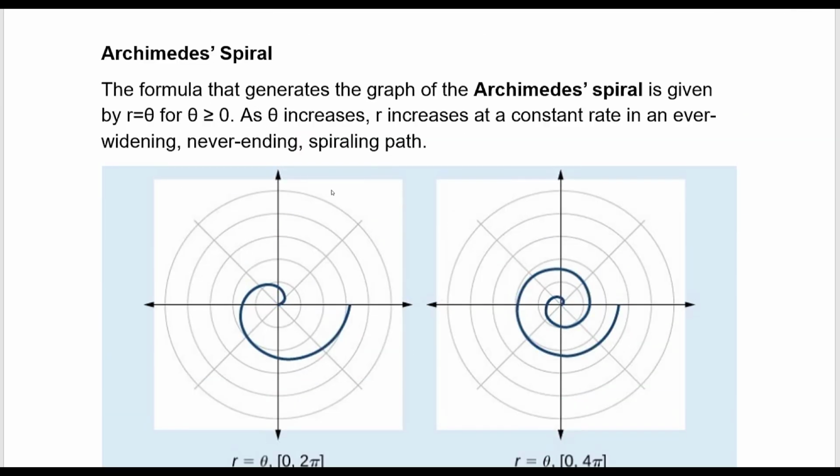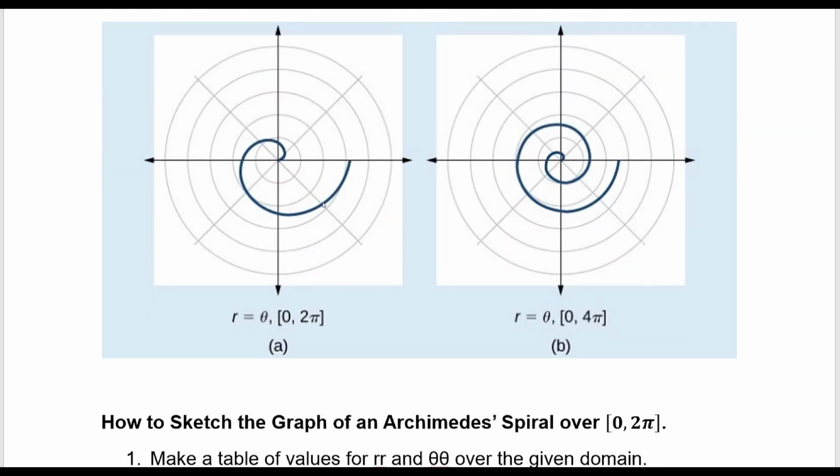So Archimedes Spiral, the formula that generates the graph of Archimedes Spiral, is given by r equals theta, where theta is greater than 0. As theta increases, r increases at a constant rate in an ever-widening, never-ending spiraling path. So r equals theta from 0 to 2 pi. And if you keep on going to 4 pi, it keeps going out.